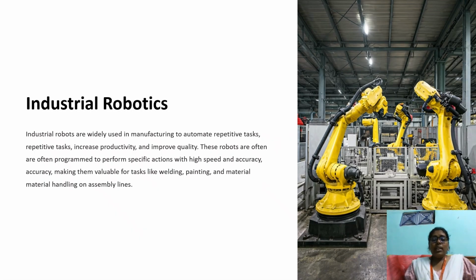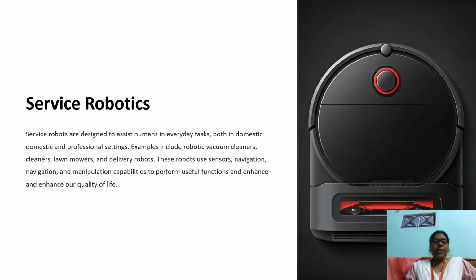Industrial robots. Industrial robots are widely used in manufacturing to automate repetitive tasks, increase productivity, and improve quality. The robots are often programmed to perform specific actions with high speed and accuracy, from tasks like welding, painting, and material handling to assembly lines.